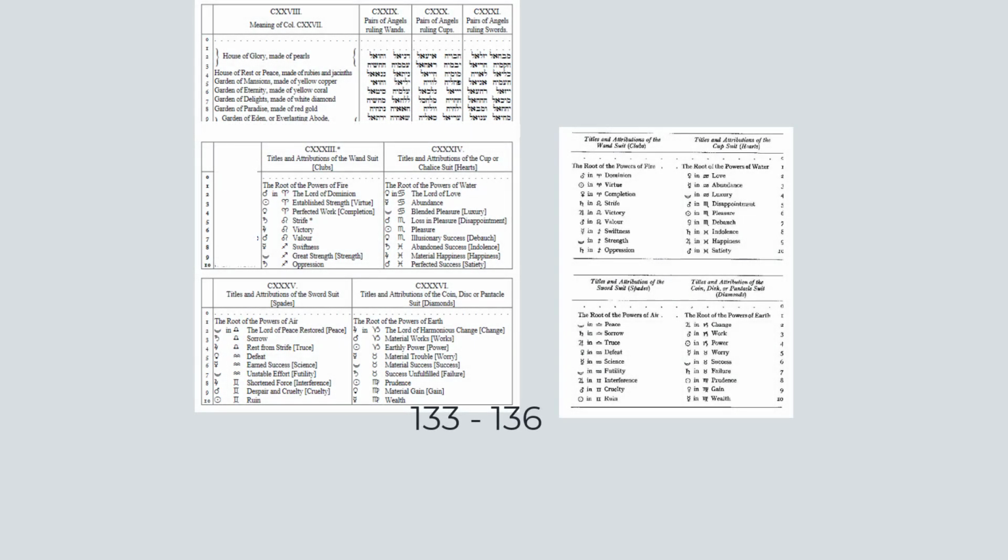Columns 133 to 136, the minor arcana. The names in square brackets become the titles in the Book of Thoth.